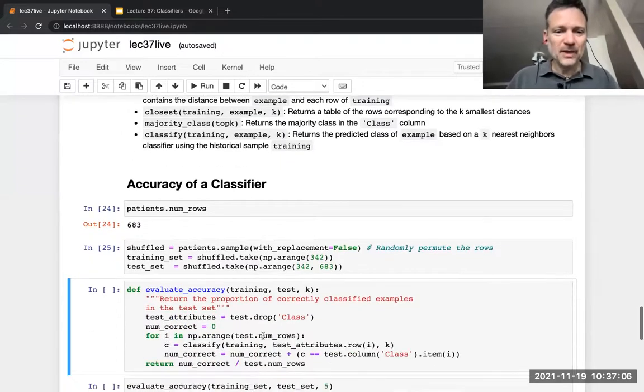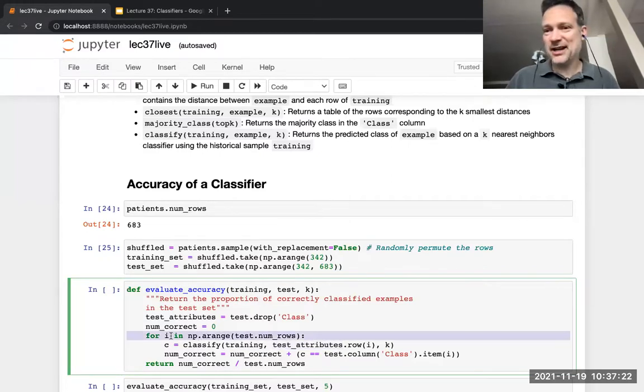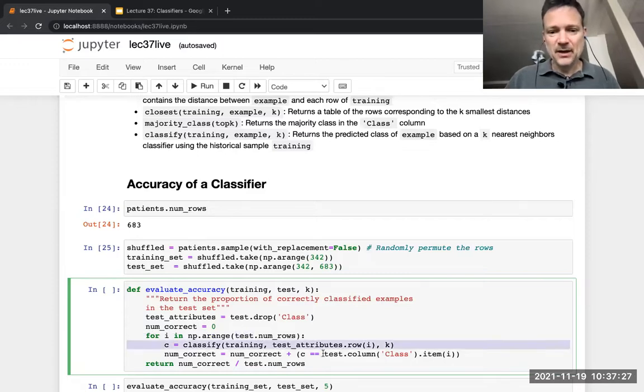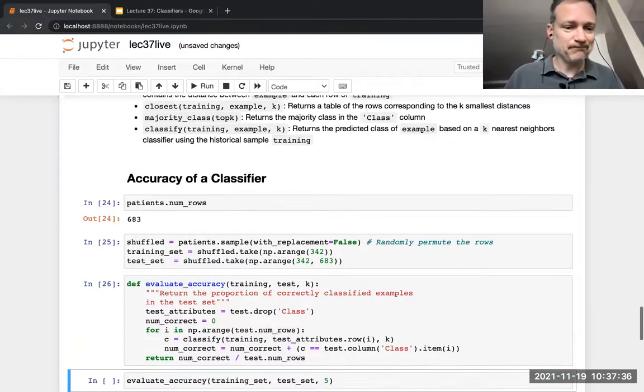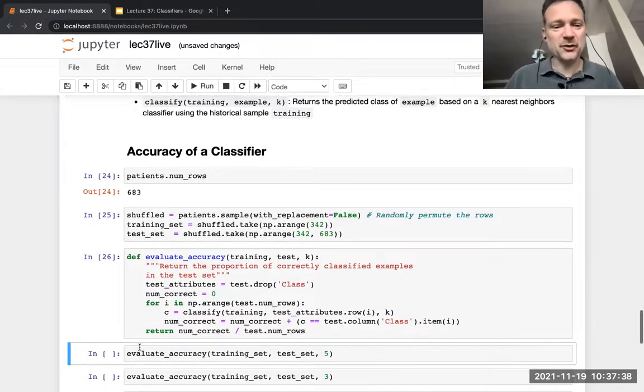Okay. So now to evaluate accuracy of this classifier, what I'm going to do is classify, using the training set, each example in the test set. So I am iterating over the entire test set here. And for each in the test set, I'm classifying it. And then I'm testing whether the prediction from the classifier matches the true class and counting that and returning that proportion. All right, so don't worry too much about that code. It's just doing what we talked about.